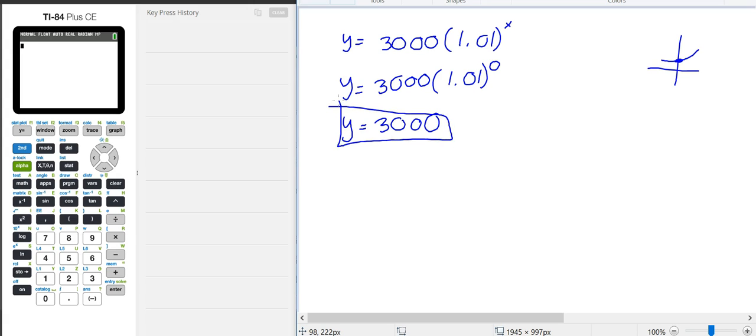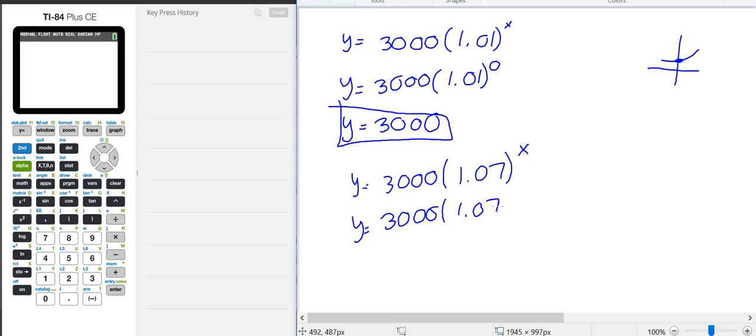Let's look at another equation. Let's say we have y is equal to 3,000 times 1.07 to the x, and we want to find the y-intercept. So we're going to set x equal to 0. y is equal to 3,000 times 1.07 to the 0. 1.07 to the 0 is just 1. 3,000 times 1 is just 3,000.